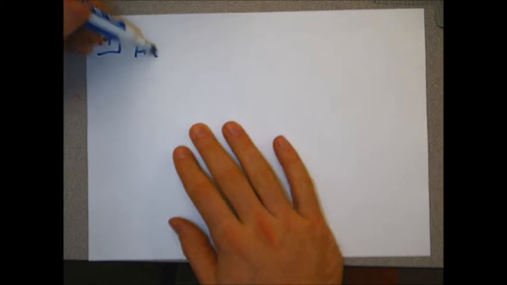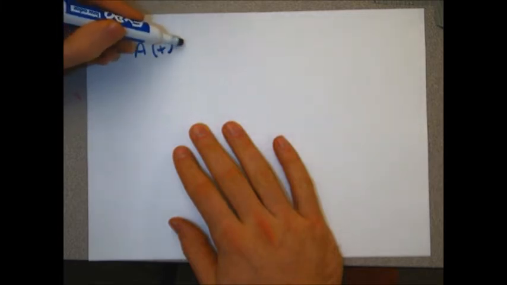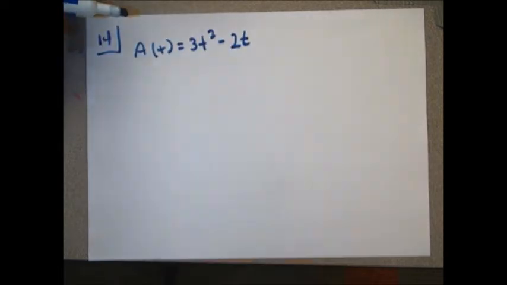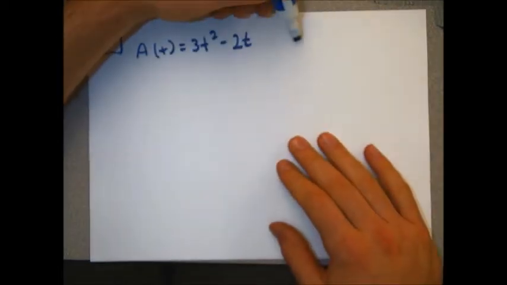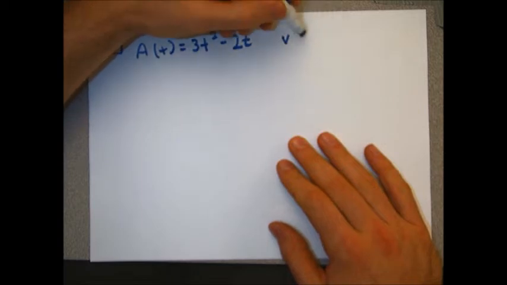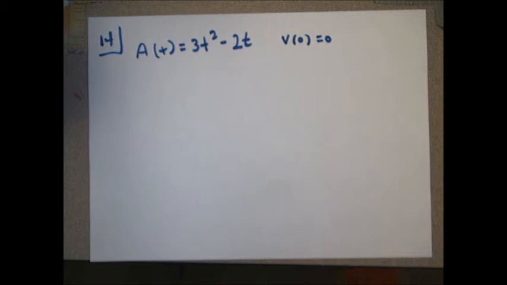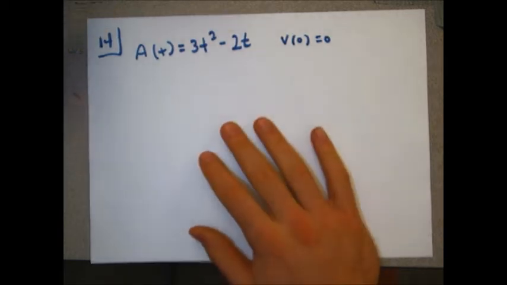For 14, it says acceleration is given by a of t is equal to 3t squared minus 2t, and the initial velocity is 0. So initial velocity at 0 would be 0. For how many values of t does the particle change directions? So if you want velocity and you're given acceleration, we want to go backwards. So you'd want to integrate this.